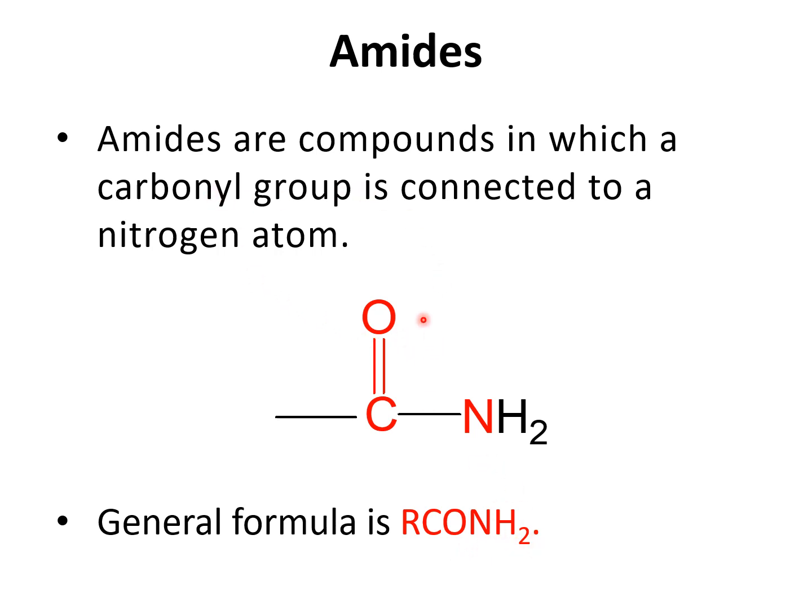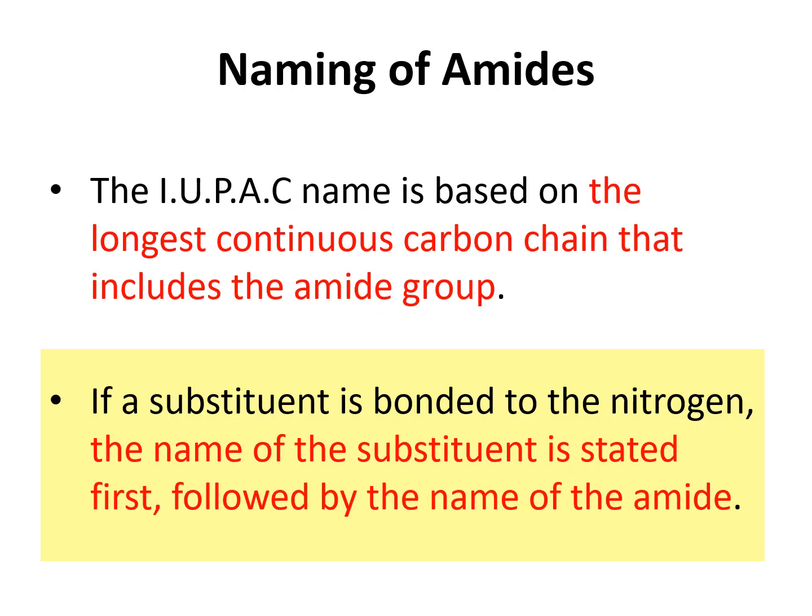Amides are compounds in which a carbonyl group is connected to a nitrogen atom. It doesn't necessarily have to be hydrogen here; it may be an R group. Naming of amides can be quite simple, but maybe confusing for certain people, so please listen carefully. The IUPAC name is based on the longest continuous carbon chain that includes the amide group. Don't leave out the amide group. We need to count including the carbonyl carbon that is attached directly to the nitrogen. We will look into the examples after this.